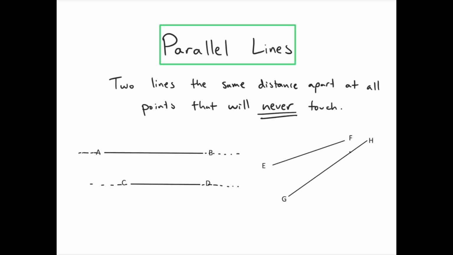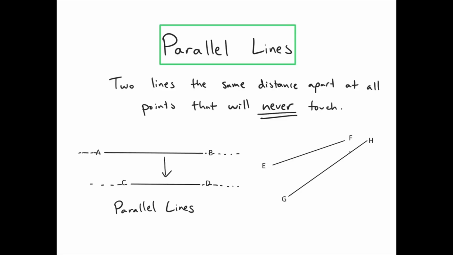A lot of people think of parallel lines as the saddest lines because they can see their friend across the way, like line AB can see line CD, but it will never get to touch that friendly line CD, because they're parallel, so they won't touch each other. So these two we would say are parallel lines.